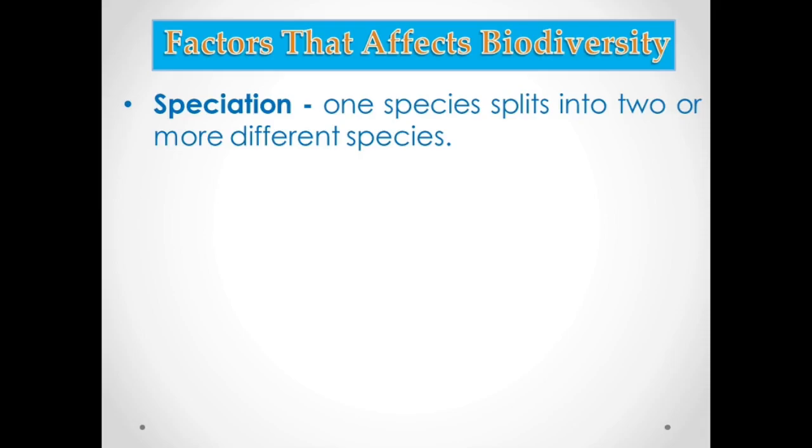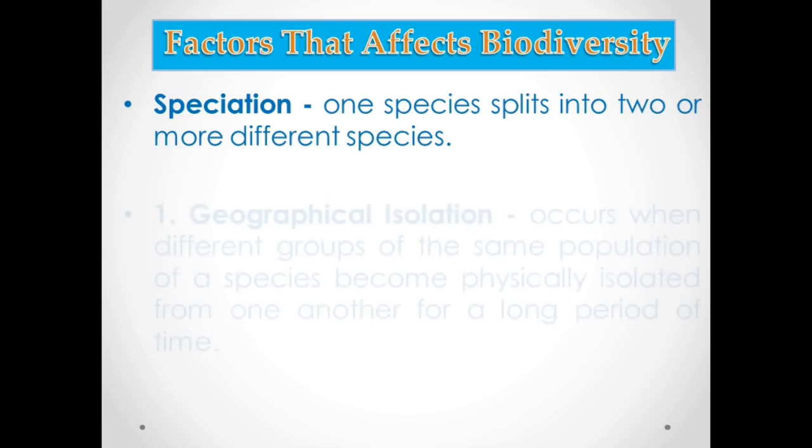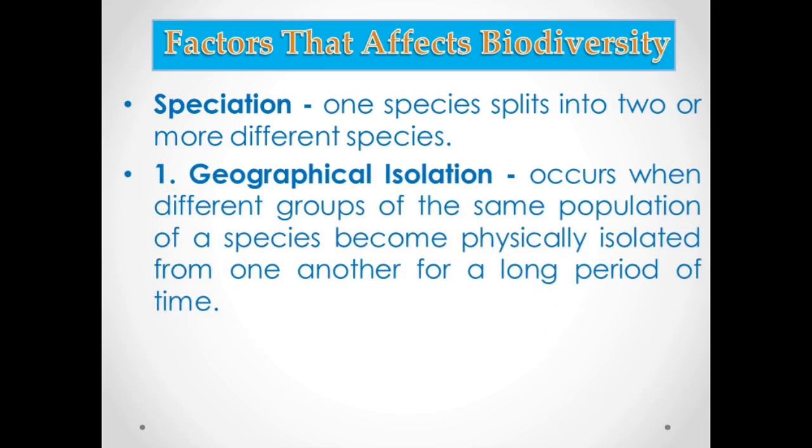This happens in two phases. The first is what we call geographical isolation, and the second one is reproductive isolation. These are the factors that affect biodiversity. When we say geographical isolation, it occurs when different populations of the same species become physically isolated from one another for a long period of time.